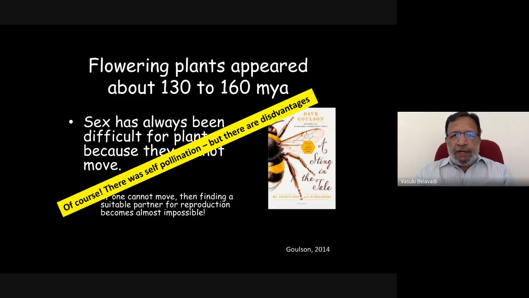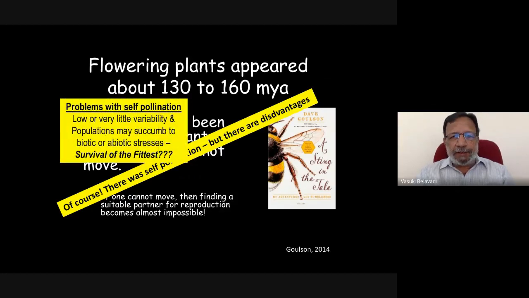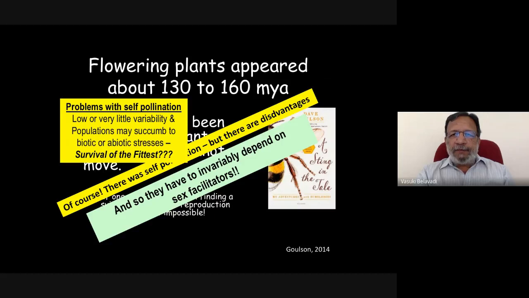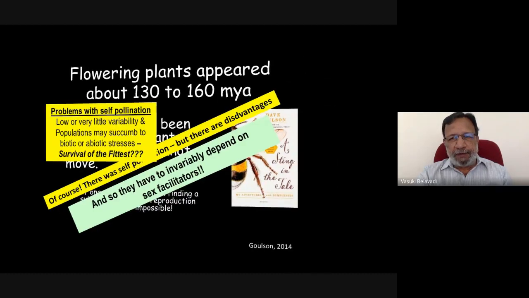But we know that there is self-pollination, though it has disadvantages. Self-pollination leads to low variability, and populations may succumb to biotic or abiotic stresses. There is no question of survival of the fittest in self-pollination, because almost the entire population will be uniform. So plants have to invariably depend on what are called sex facilitators, agents for transferring their pollen to the stigma of other flowers.